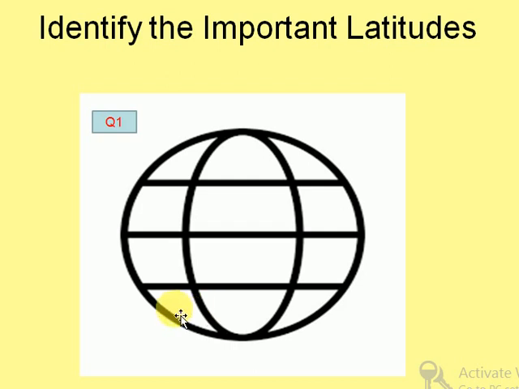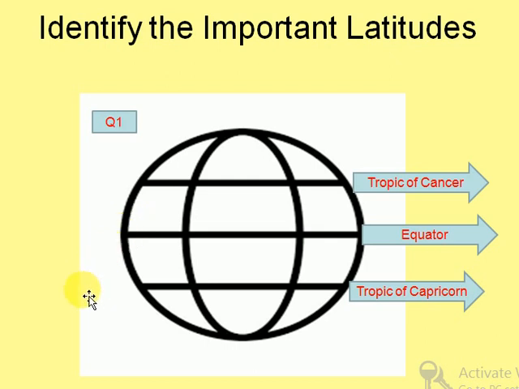Do you know the answer? Let us see what is your answer. Are you correct or not? Yes. This is the answer to my question. The uppermost line which I have drawn over here is Tropic of Cancer, and the middle line, as you know, is your equator, and below the equator you have Tropic of Capricorn. Do you have some more knowledge on this?